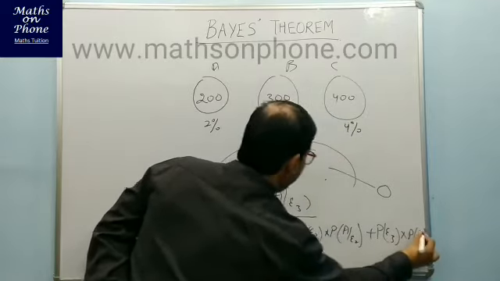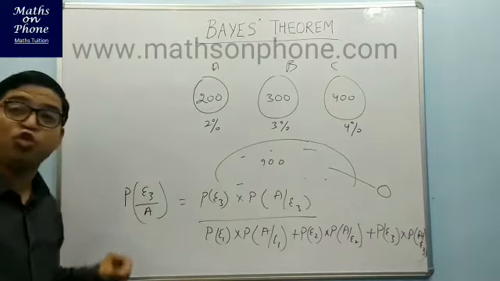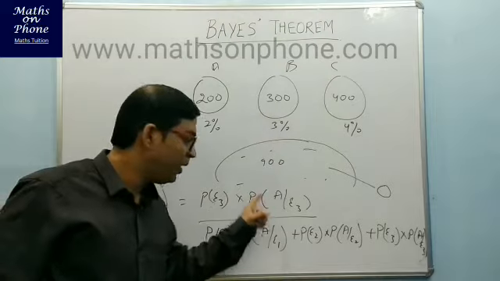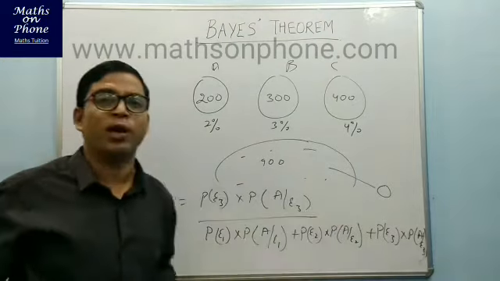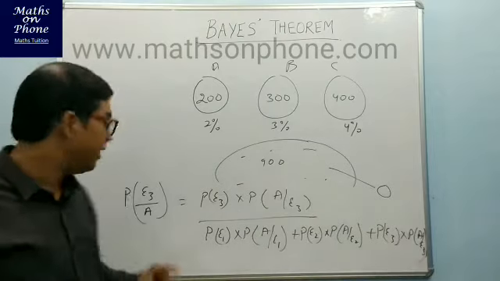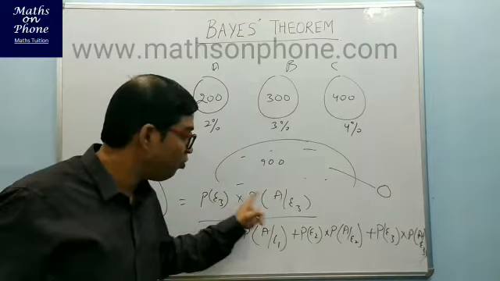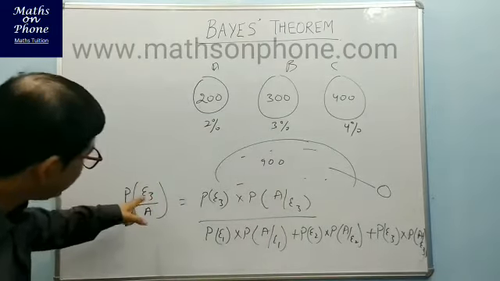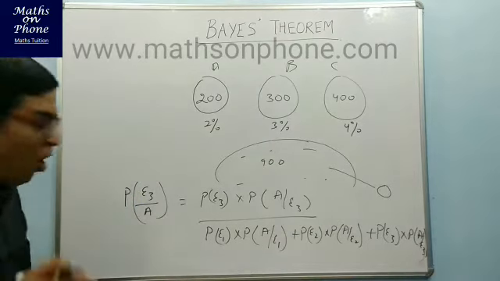Very simple to remember. Suppose I am asking what is the formula for P(E2 by A)? That will be P(E2) into P(A by E2), and in the denominator total. No problem in the denominator. If I ask E1 by A, this is P(E1) into P(A by E1) and the denominator is the same thing. What is the meaning of E3 by A for this particular problem?